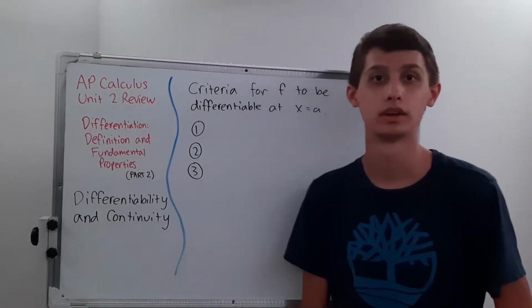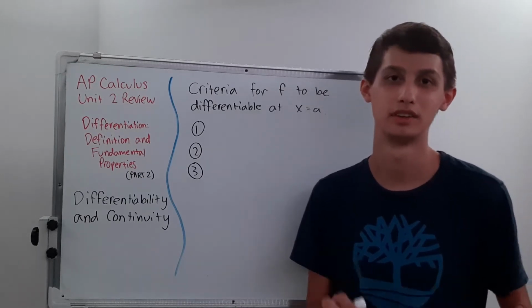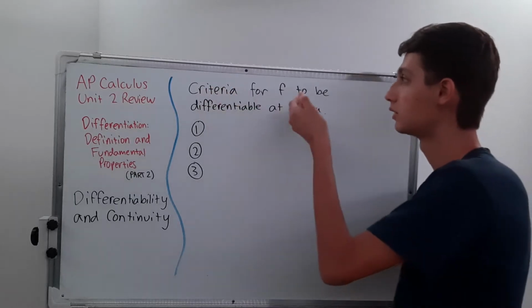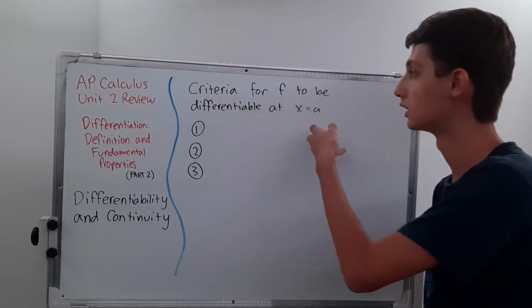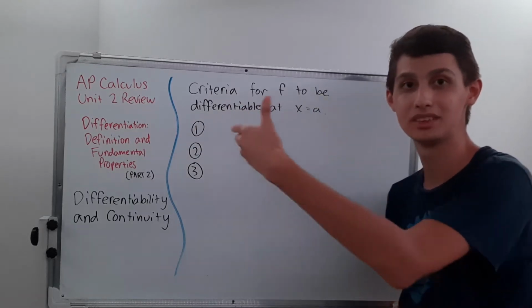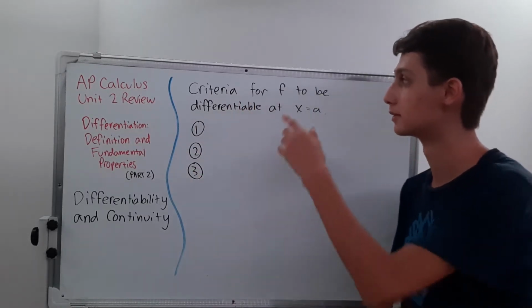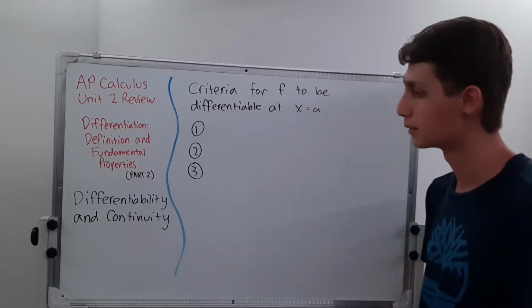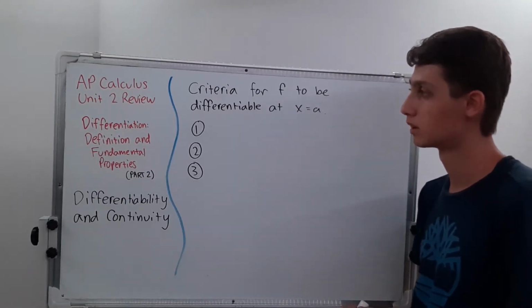So first, we're going to talk about the criteria for differentiability. We're saying the criteria for the function f to be differentiable at x equals a. Differentiable just means, are you able to take the derivative of your function f? So are you able to find f prime of x? Well, what are the criteria?